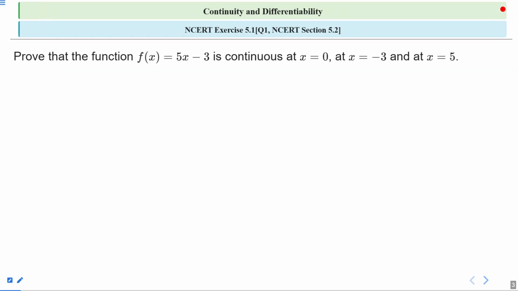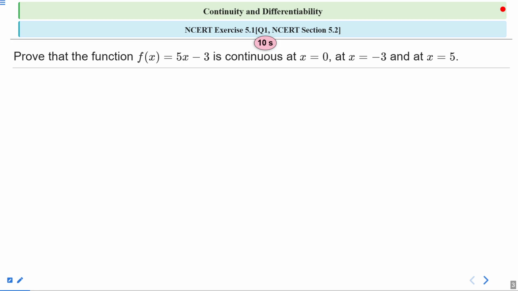Now let us start with question number 1. Question number 1 says, prove that the function f(x) = 5x - 3 is continuous at x = 0, at x = -3, and at x = 5. We have to basically prove that the given function is continuous at three points, x = 0, x = -3, and x = 5.